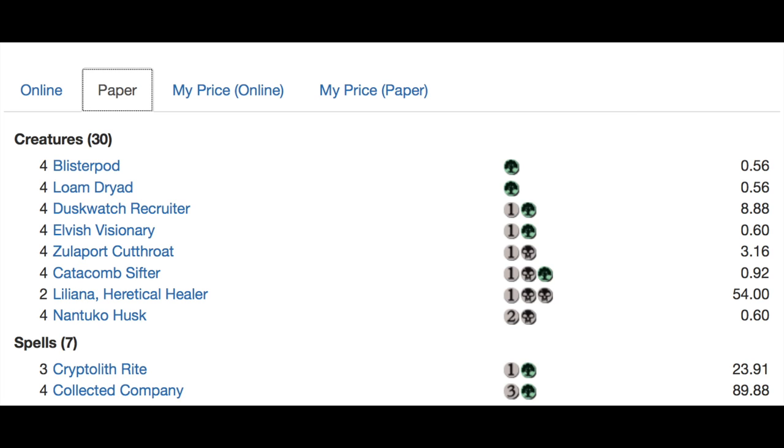Catacomb, just like Blister Pod, anytime you can get two creatures for the price of one is worth doing in this type of deck. Nantuko Husk, that's your sac outlet. It's pretty good. The breakout card of this deck is Cryptolith Rite.